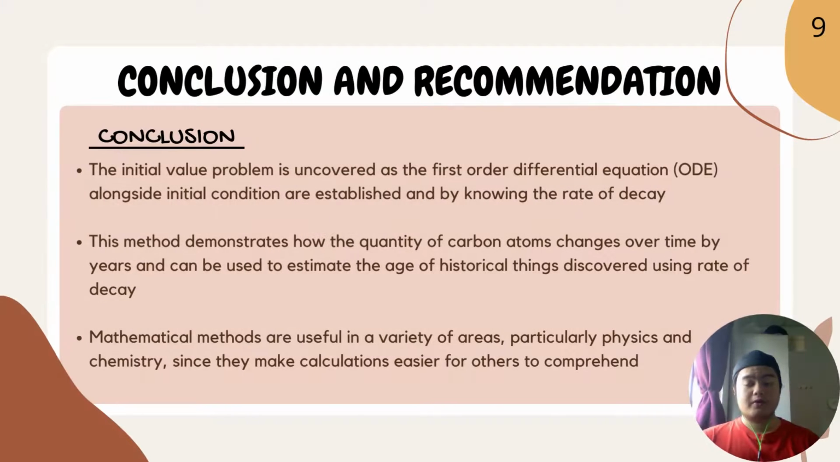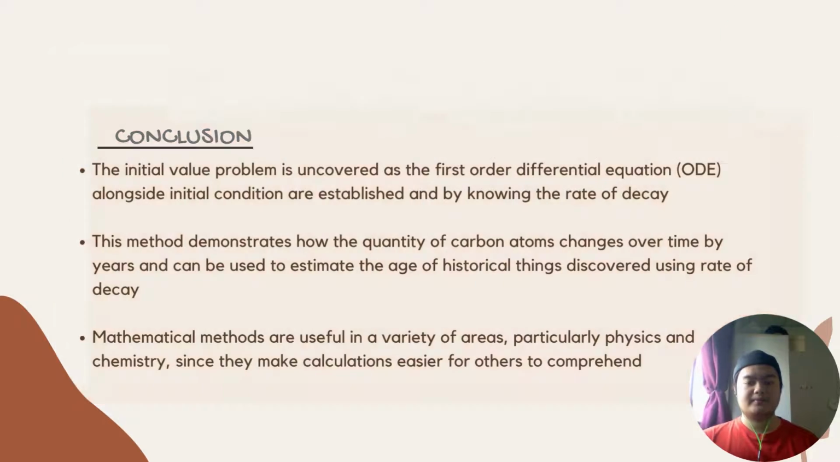What we can conclude from this mini project is that the initial value problem is uncovered as the first order differential equation alongside initial conditions are established, and by knowing the rate of decay, this method demonstrates how the quantity of carbon atoms changes over time by years and can be used to estimate the age of historical things discovered. Last one is mathematical methods are useful in a variety of areas, particularly physics and chemistry, since they make calculations easier for others to comprehend.